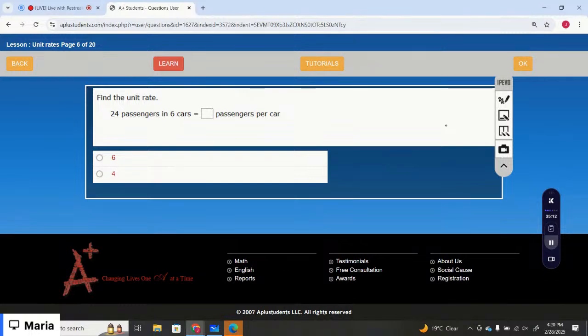24 passengers in 6 cars. So how many passengers per car? That is 4 passengers per car. Option number 2 is the correct option.